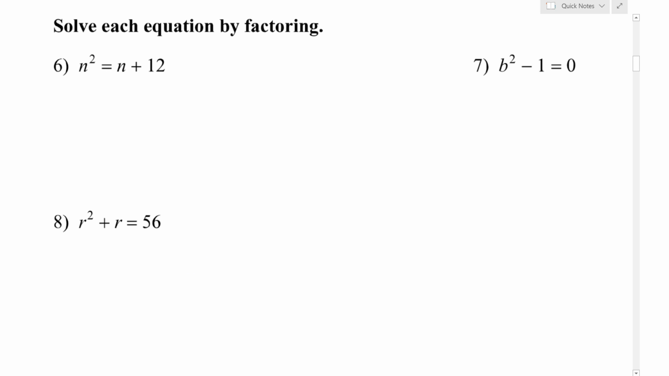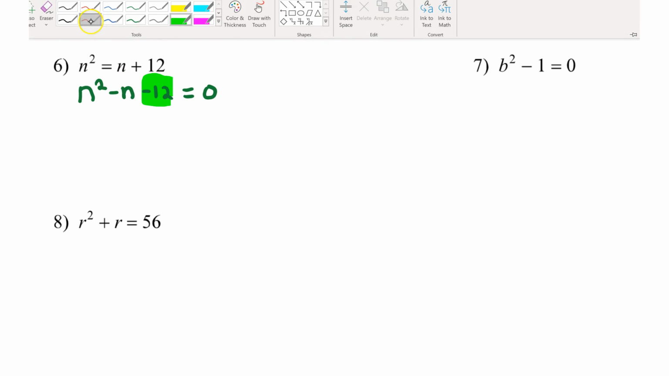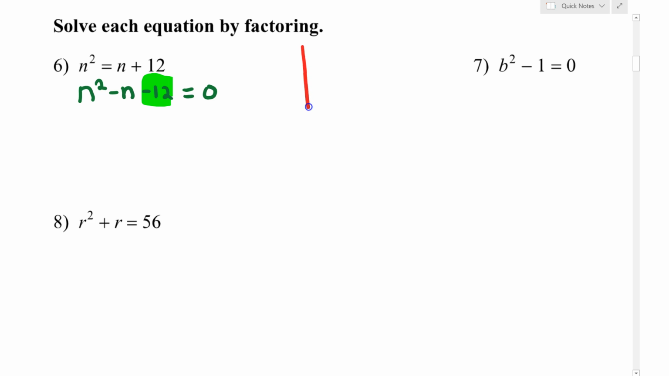We're going to solve number 6 by factoring. So we're going to rewrite this with everything on one side. So you're going to subtract n and subtract 12. So you have n² - n - 12 = 0. You are going to find the factors of negative 12 that when you add up will give you the middle coefficient, which is negative 1. So you're going to list all the factors.